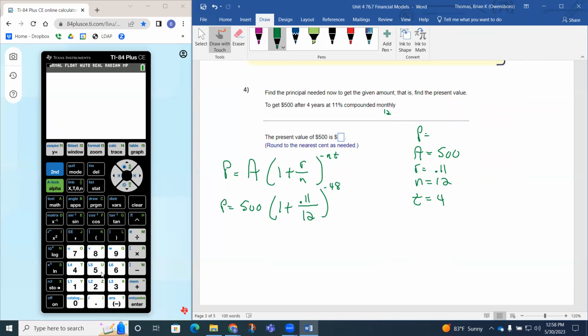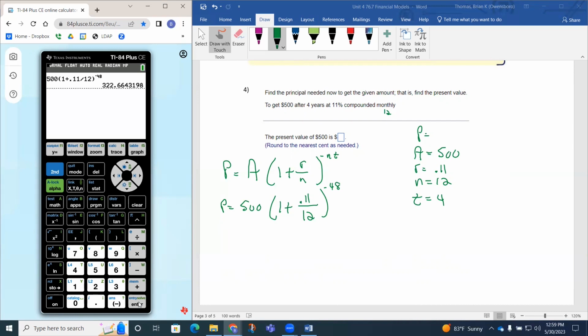So using my calculator, we have this 500, in parentheses, 1 plus 0.11 divided by 12, close parenthesis, raised to the negative 48. So this little up arrow, negative 48. And remember, this is the minus sign, this is the negative symbol. That's the trickiest part of this calculator, knowing which one is which. Remember, if our future value is 500, the principal has to be under 500. So we need something under 500 here.